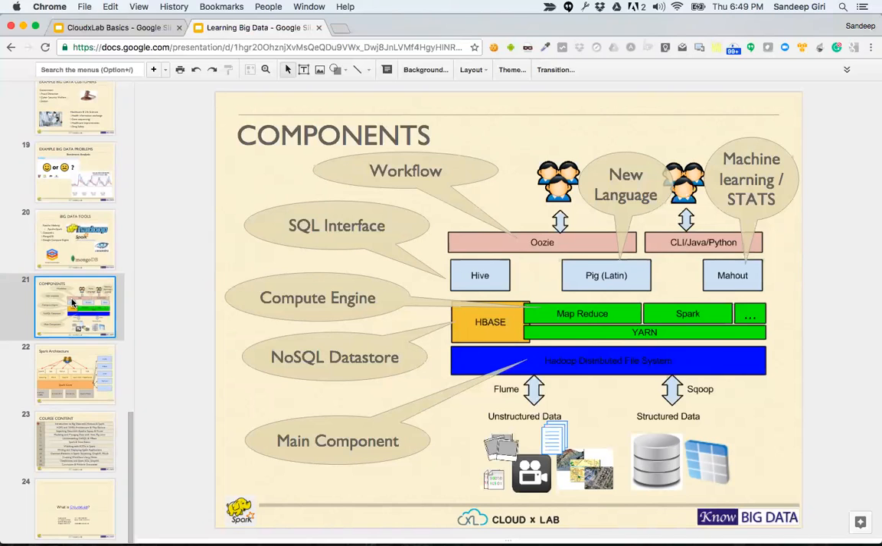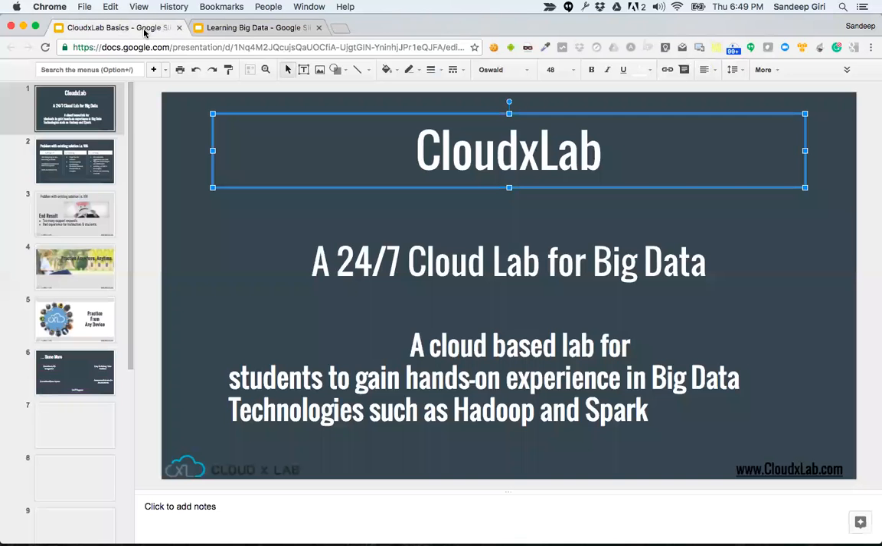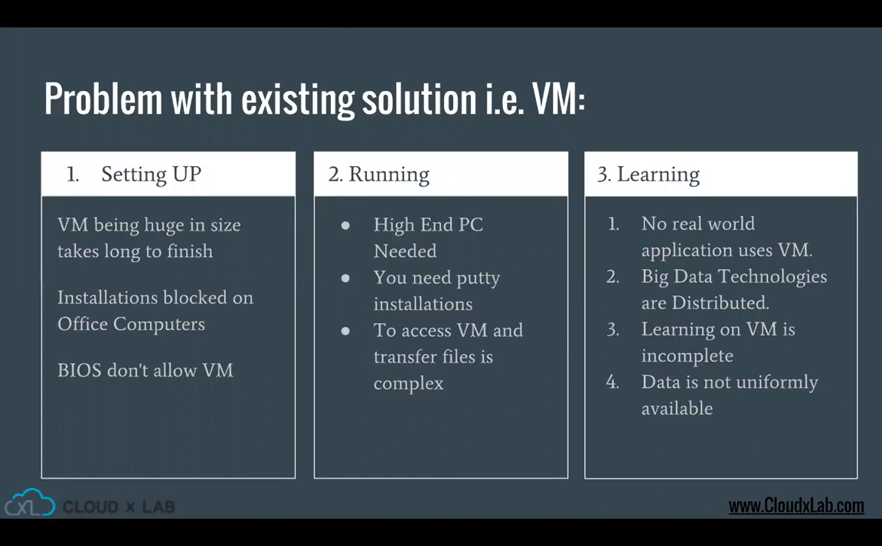That's why everything has to be done hands-on, and for that we have CloudxLab. So a brief idea about CloudxLab. It's a 24/7 cloud-based lab for big data, so that our students can gain hands-on experience on big data technologies such as Hadoop and Spark and machine learning as well. Why did we do this? Why did we need this kind of expensive solution? Because there were problems with the existing solution.